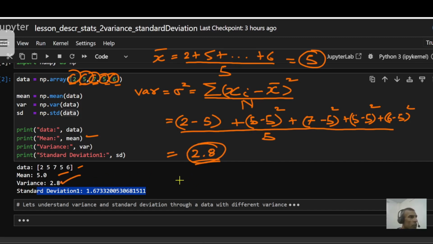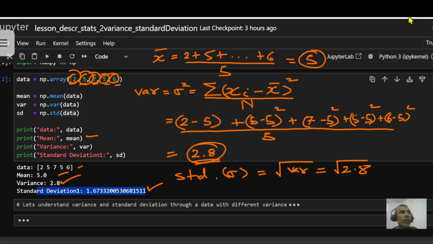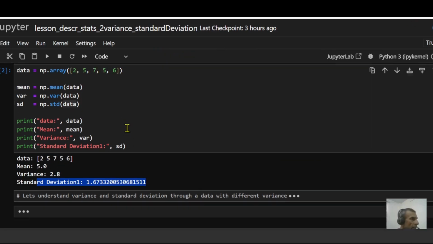Your standard deviation, on the other hand, is the square root of your variance. So standard deviation, generally denoted by sigma, is equal to the square root of variance. So in this case, the square root of 2.8, and that will give you this answer right here. Okay, so this is how you calculate your variance and standard deviation.